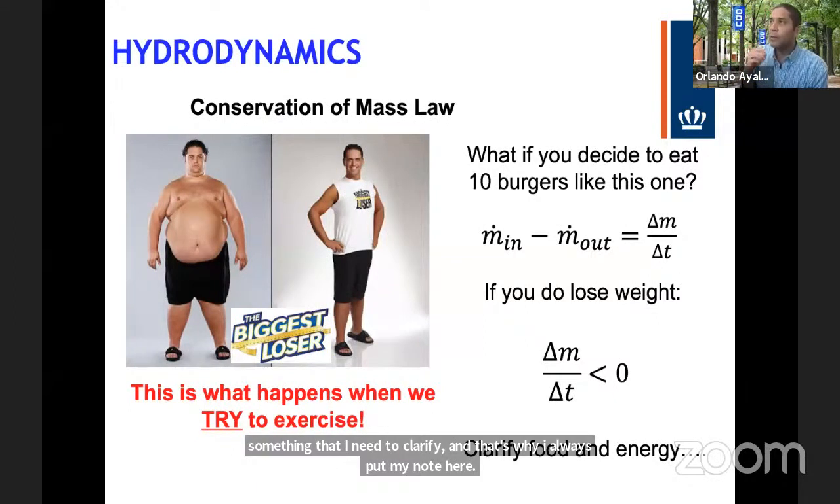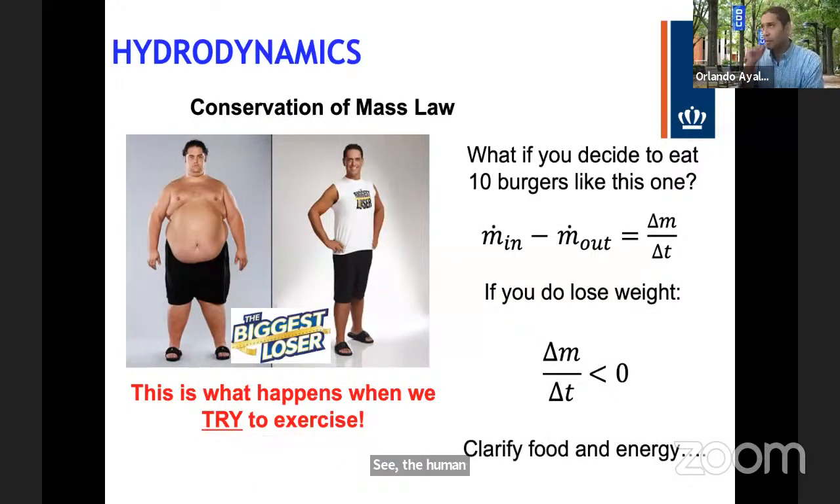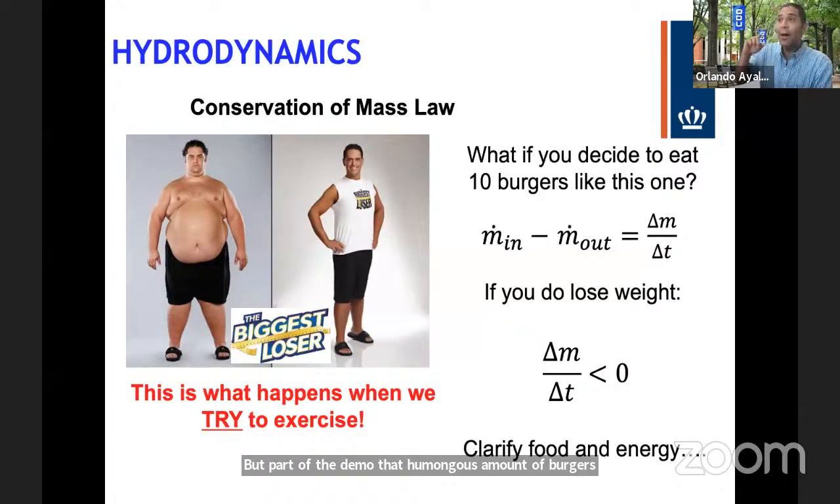See, the human body is so interesting, because in this case, we convert mass into energy. See, that burger will eventually be converted into energy. Of course, it's also going to be converted into fat, and that goes into your belly and so on and so forth. But part of that humongous amount of burgers that you ate will go as a form of energy. And that form of energy is part of the m dot out, because that mass was transformed into something else, into energy.